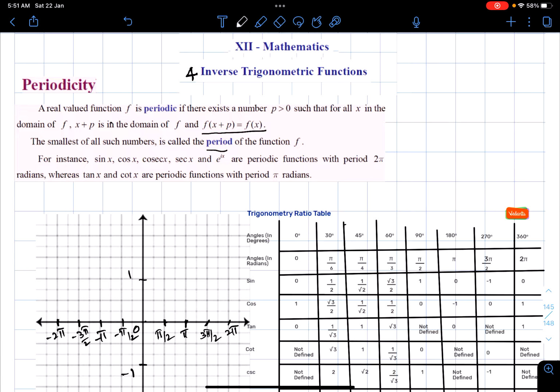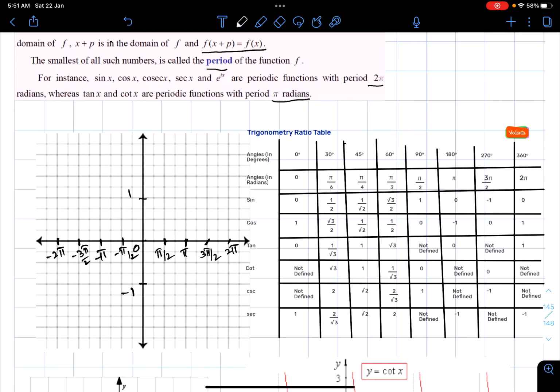For instance, sin x, cos x, cosecant x, secant x and e power ix are periodic functions with period 2 pi. Whenever you say pi, you should say it as radians. Whereas tan x and cot x are periodic functions with period pi radians. Now we'll see how we are going to draw the sine graph.